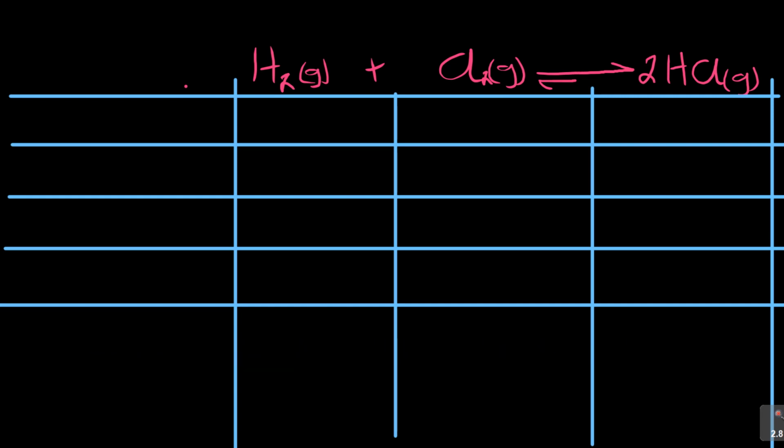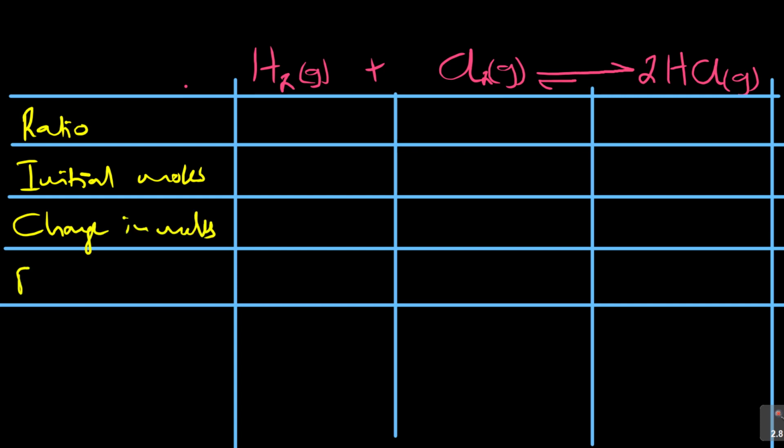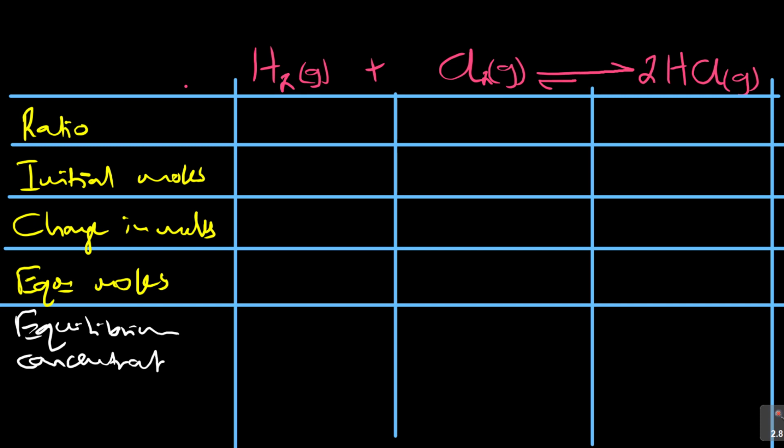This is my RICE, so let me write this: R means ratio, I is initial moles, C is change in moles, and E is equilibrium moles. Please don't write equilibrium like that. And then lastly is equilibrium concentration. And you know what equilibrium concentration is? I apply my formula: C is equal to moles over volume. You need to get this from your formulas. Are you with me? Now, this is the whole part of KC.